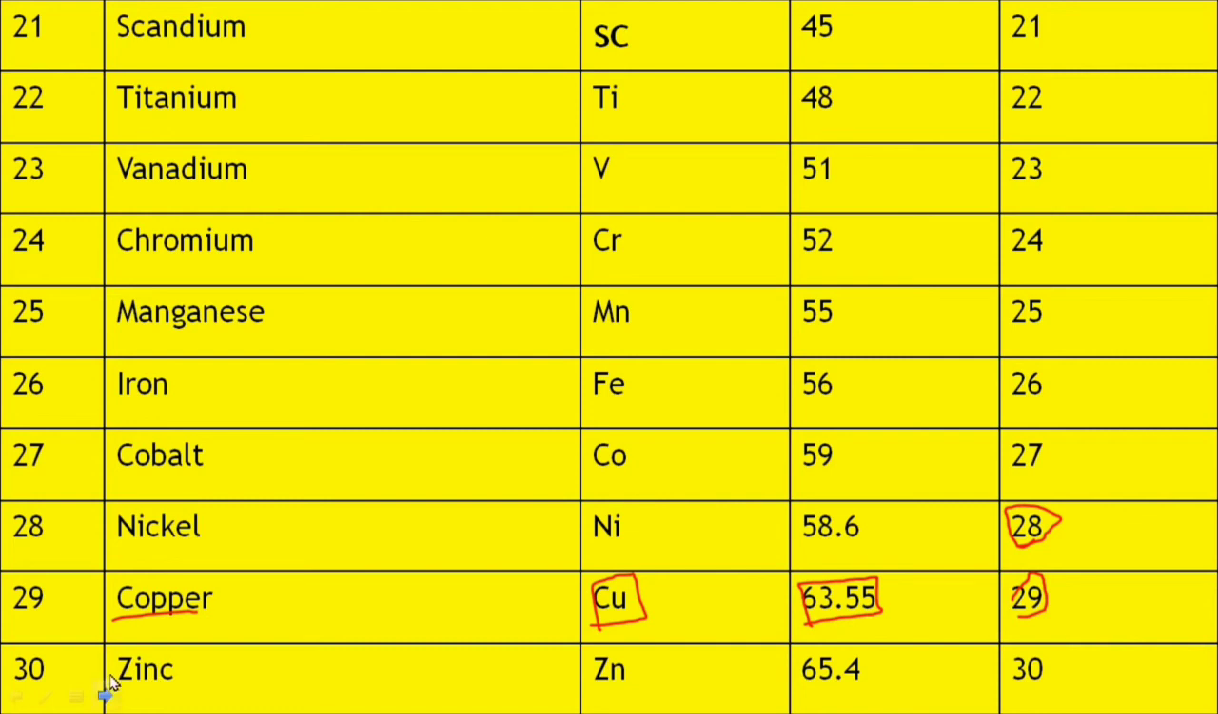Okay, next, zinc. Its symbol is Zn. Its atomic weight is 65.4. Accurately, its atomic weight is 65.3146. Okay, these are the first 30 elements with symbol, atomic mass and atomic number also.